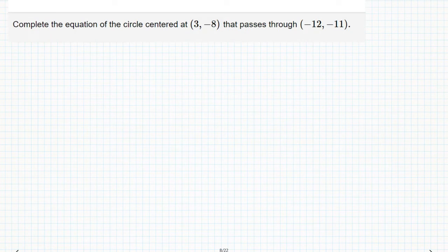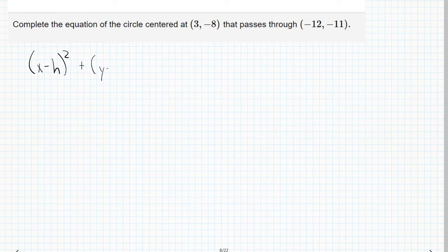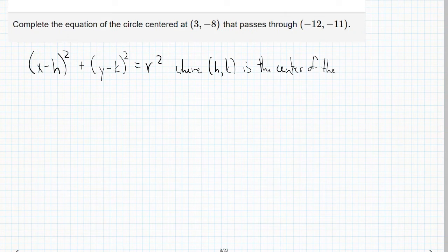So now, moving forward, complete the equation of the circle centered at 3, negative 8 that passes through negative 12, negative 11. Okay, if we have to do this one, the thing to remember here is x minus h squared plus y minus k squared equals r squared, where h, k is the center of the circle, and r is the radius.